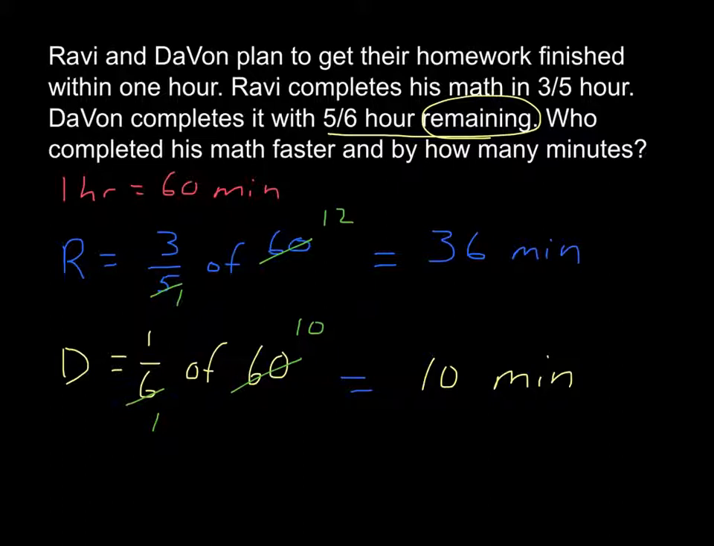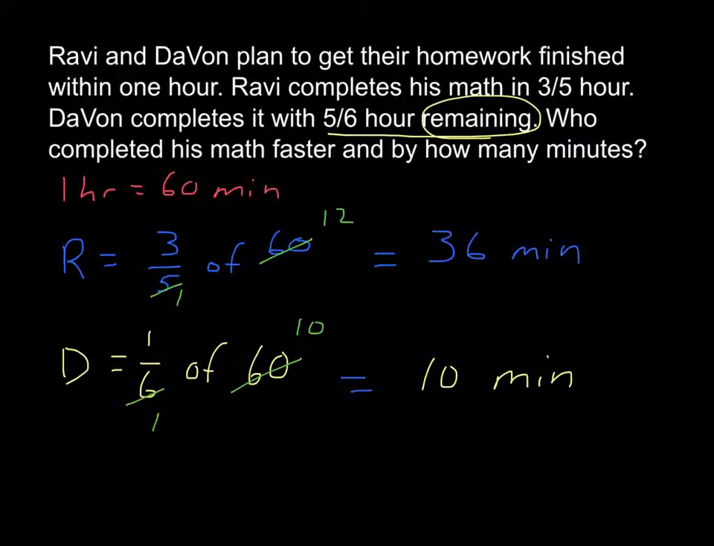So now when I solve them, I can cross-simplify again. 3 times 12 is 36, so I have 36 minutes for Ravi. 1/6 of 60, I can cross-simplify if I don't know 1/6 of 60 in my head, and see that there are 10 minutes. So Devon finished in 10 minutes, and Ravi finished in 36 minutes.